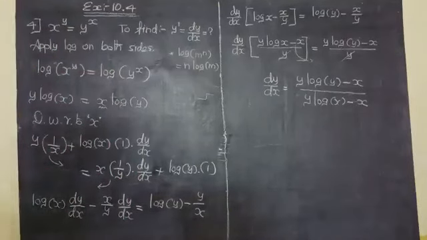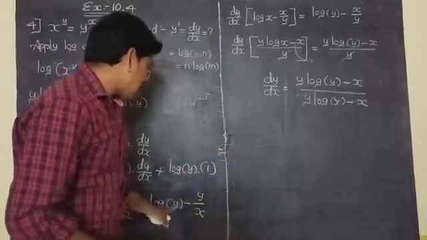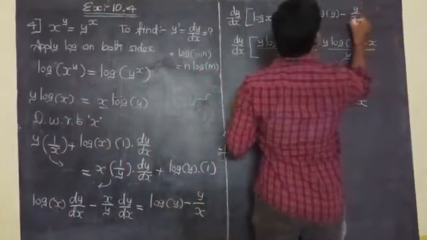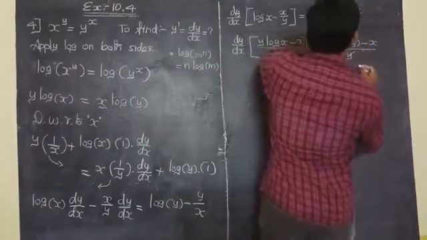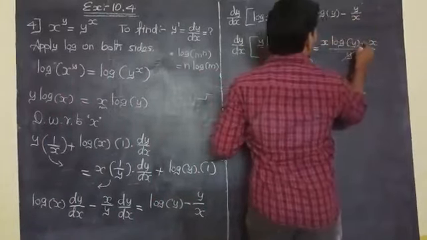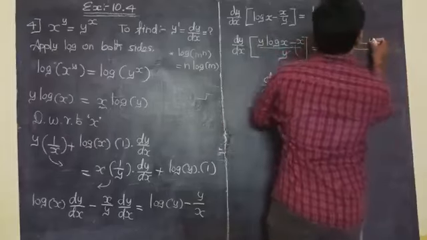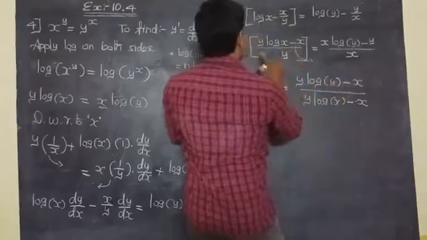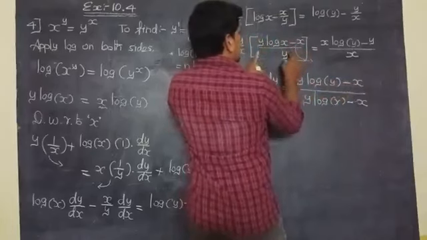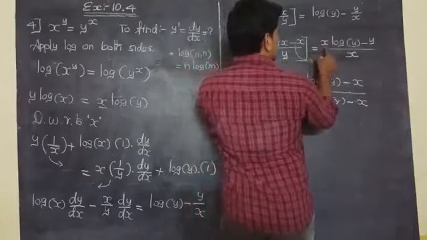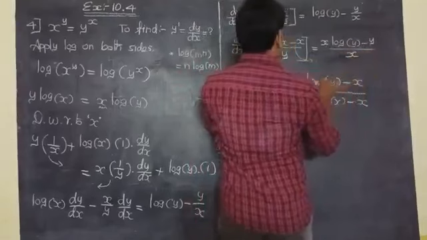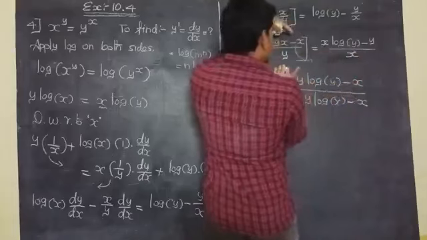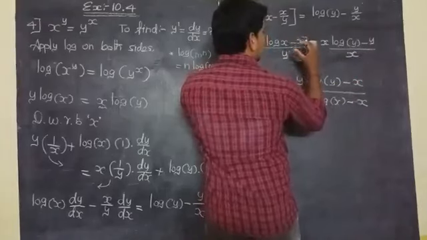Here, one correction: log y minus y by x. Using cross multiplication, that is x into log y minus y divided by x. So in the left hand side we have y into log x minus x divided by y, which is equal to x into log y minus y divided by x. It goes to the right hand side, and the denominator also has a fraction form.